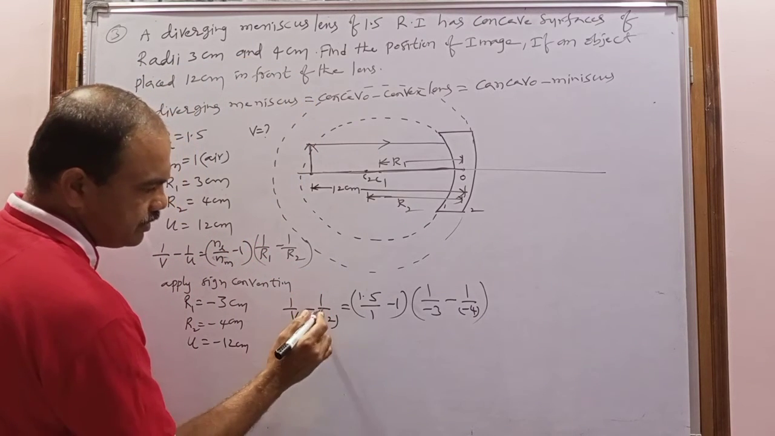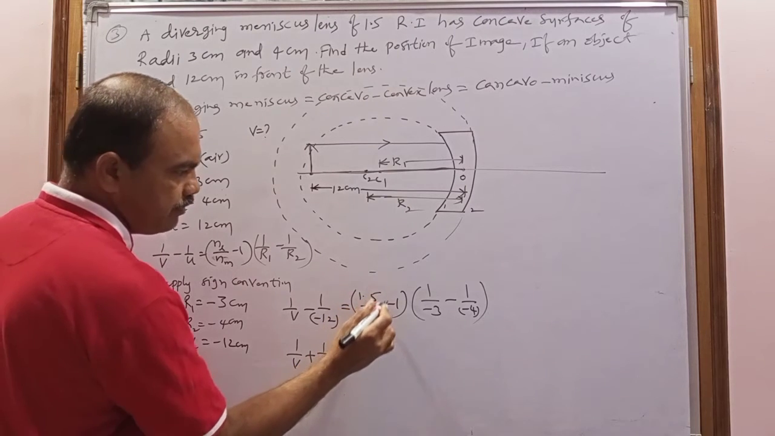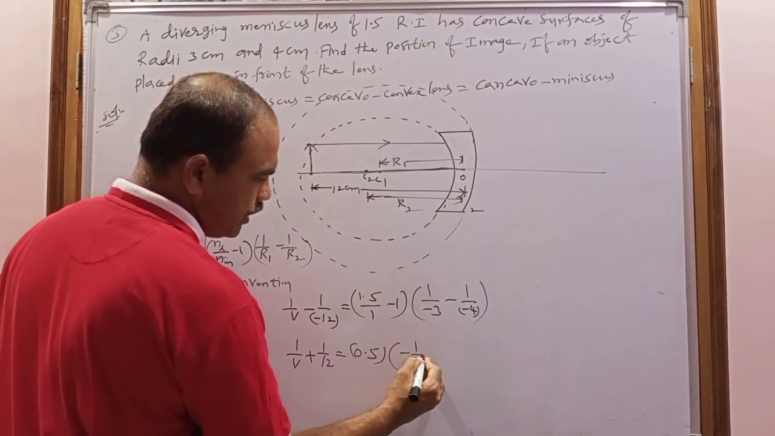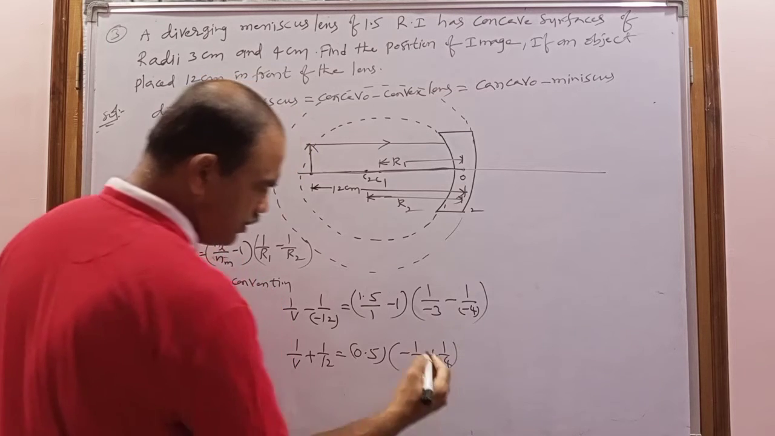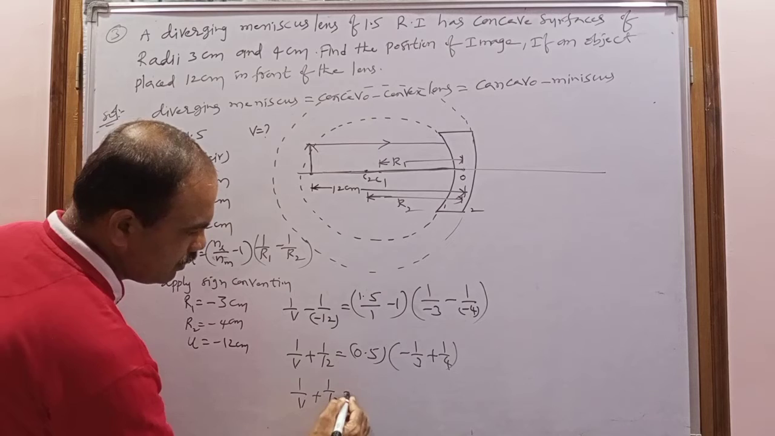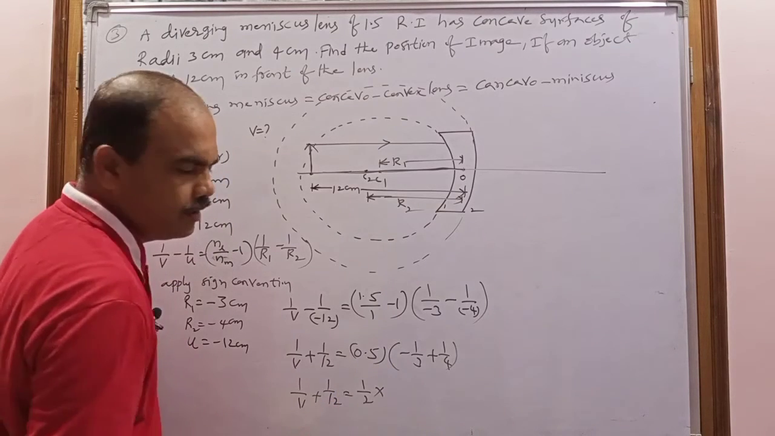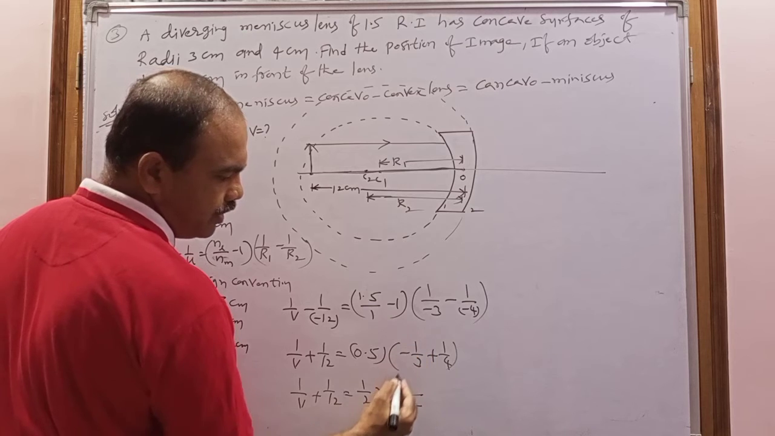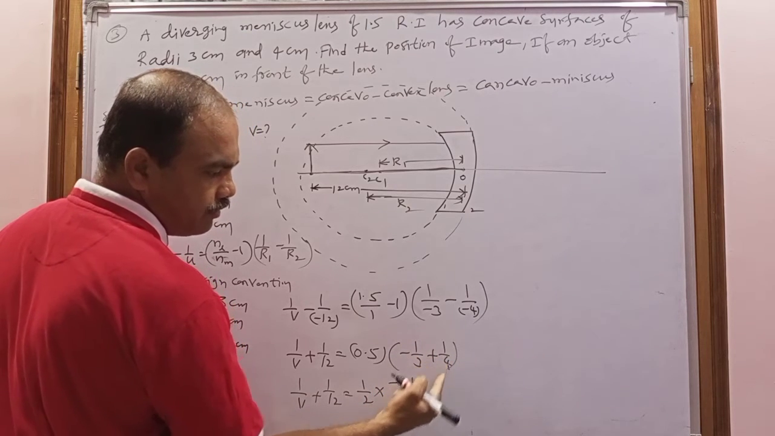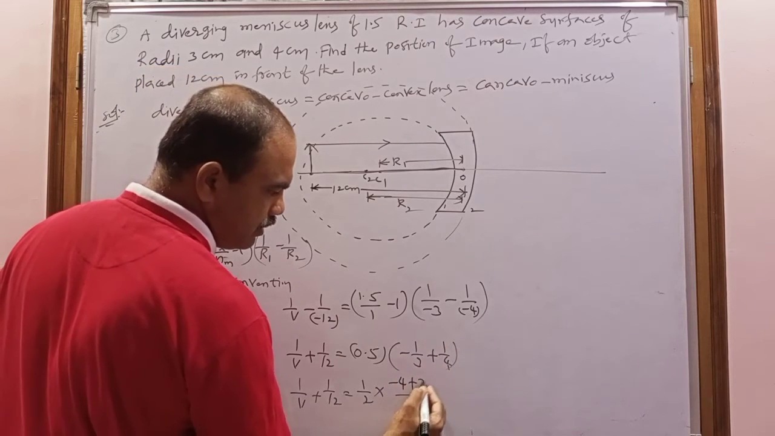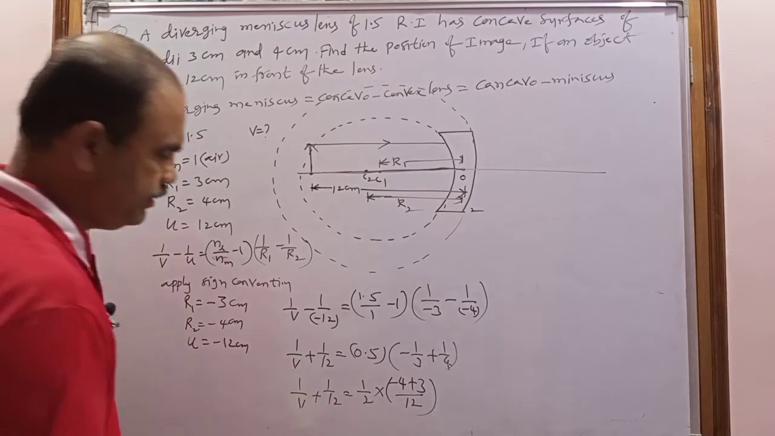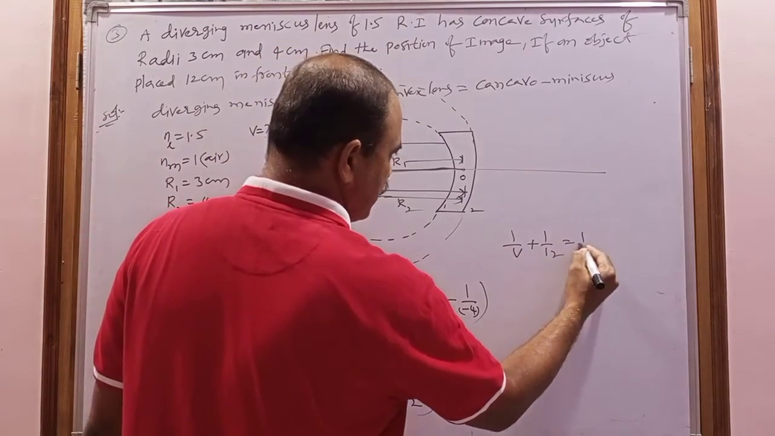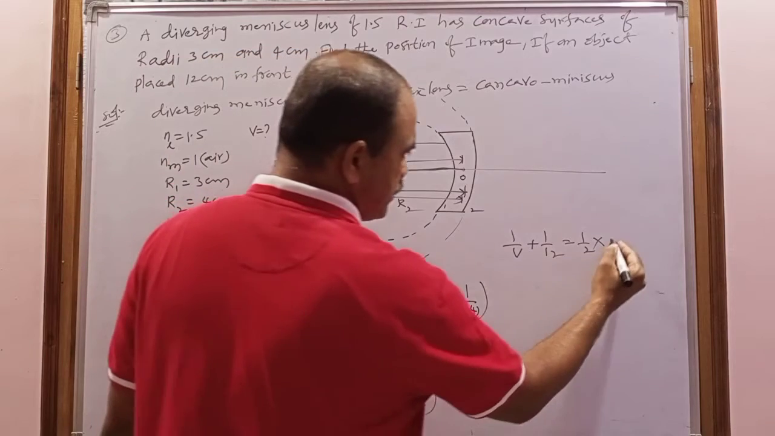So 1 by v, minus into minus, plus 1 by 12 equals 1.5 by 1, which is 1.5, minus 1, which is 0.5, that is 1 by 2, into minus 1 by 3 minus into minus plus 1 by 4. Next, take the LCM. The LCM of 3 and 4 is 12. To get 12, 3 is multiplied by 4: 4 into minus 1 is minus 4. Plus 1 by 4: 4 is multiplied by 3 to get 12, 3 into 1 is 3. So minus 4 plus 3 is minus 1. So 1 by v plus 1 by 12 equals 1 by 2 into minus 1 by 12.